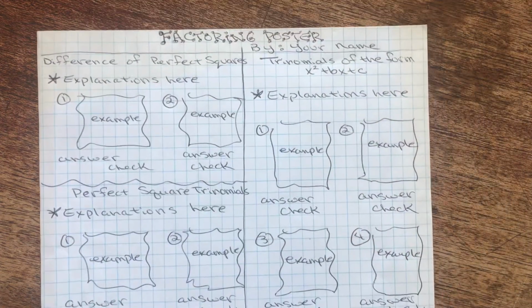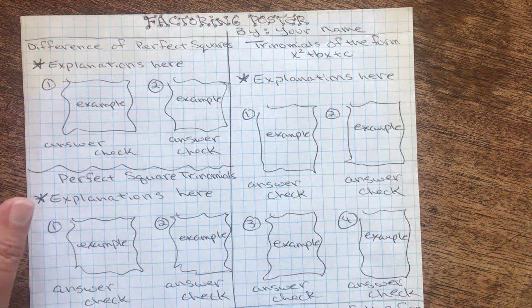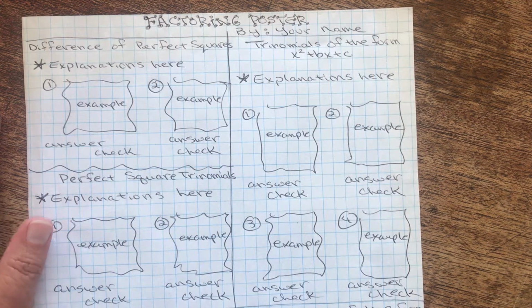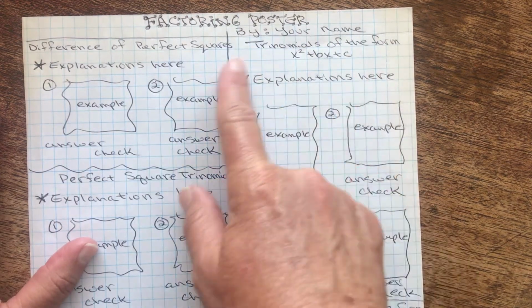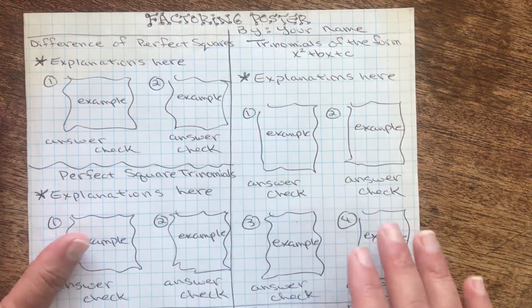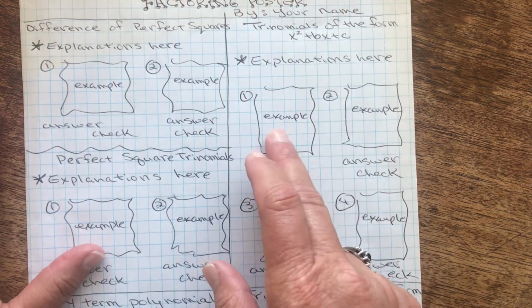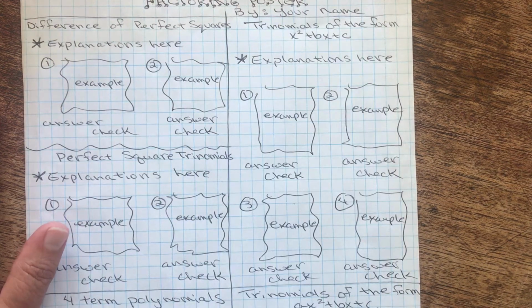The next one is trinomials of the form x squared plus bx plus c. Those are our more basic form trinomials where the coefficient is 1 in front. You're going to have an explanation of some type, and there are really 4 types to this. One where the signs are plus plus, where the signs are negative plus, where the signs are plus negative, and where the signs are negative negative. And each one kind of has its own flair and style.